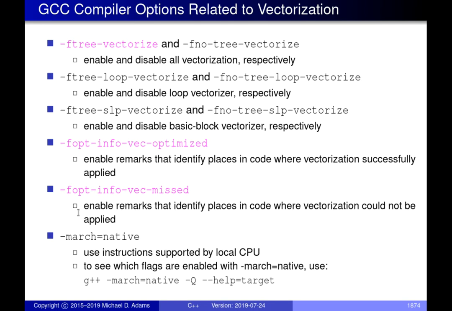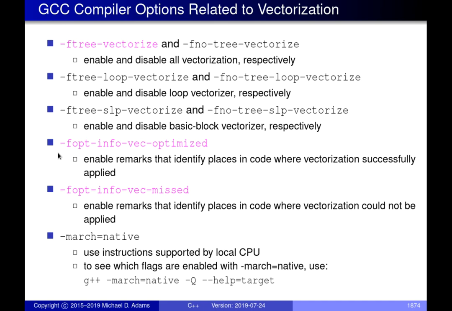In terms of some options for the compiler that relate to vectorization, a key one is -ftree-vectorize. This option will turn on vectorization. So if you're not using at least optimization level 3, but you still want to turn on vectorization, you can do this by using this particular option here.